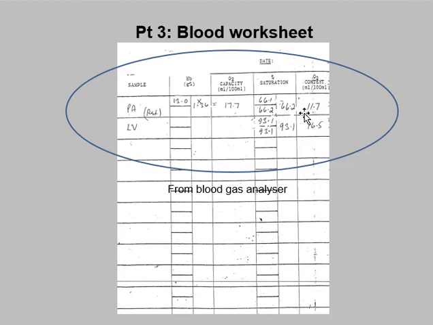You take this value, oxygen carrying capacity, 17.7, and multiply it by the oxygen saturation as a decimal, 0.662. So 17.7 times 0.662 equals 11.7. That's your venous oxygen content. 17.7 times 0.931 equals 16.5. That's your arterial oxygen content. The difference between these two is your arteriovenous oxygen content difference. That is simple enough if you remember the mathematical steps.